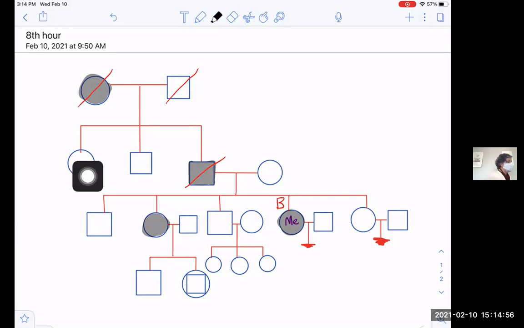This aunt right here, my dad's sister, she was tested and she doesn't have it. So she's little b. This uncle right here has not been tested. So we don't know if he has it. We can't even say if he's little b, because until you get a genetics test, you can't tell if you have it or not.